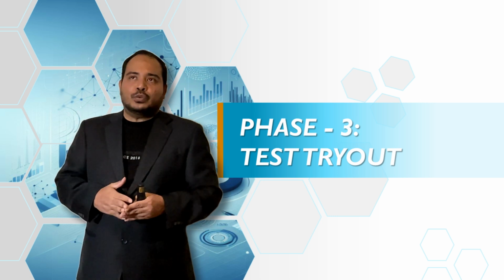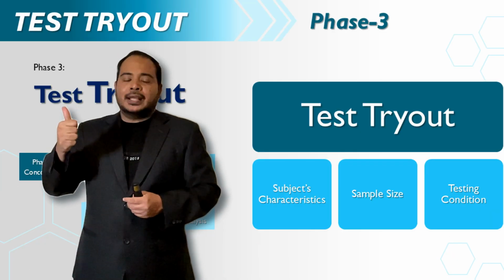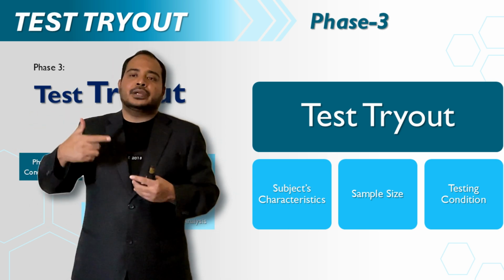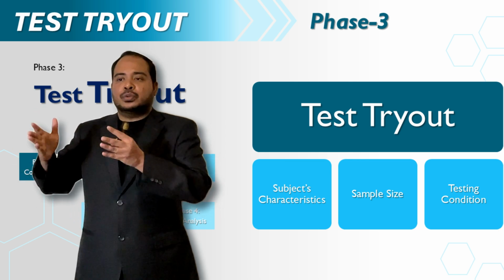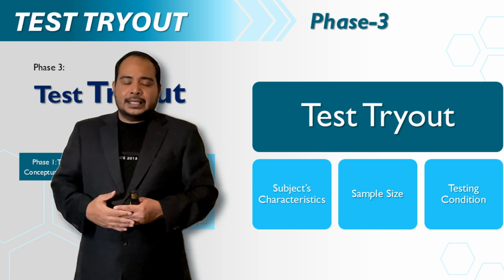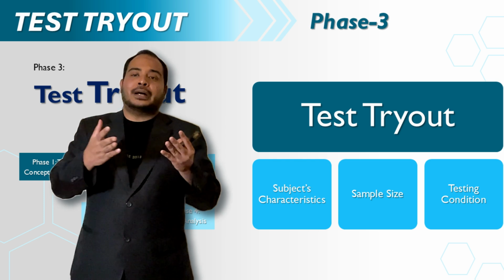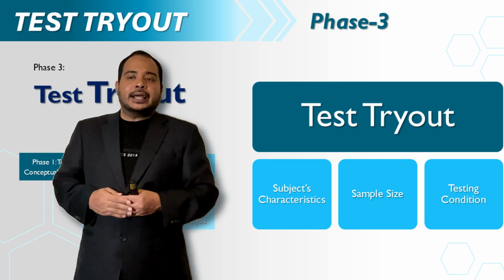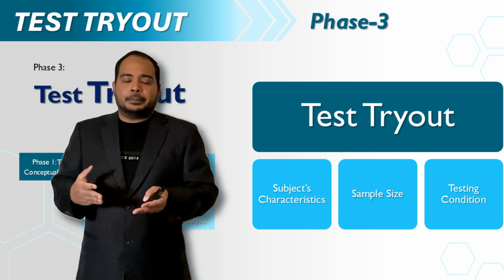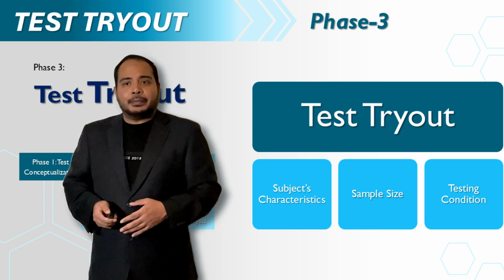So we need to pay attention to three important aspects. The first one, the subject characteristics, the backgrounds of the people that we approach to respond and participate in our tryouts. Secondly, what is the adequate sample size? How many people need to participate in these tryouts? And the third aspect is to make sure that there are proper testing conditions. So let's discuss in more detail one by one.